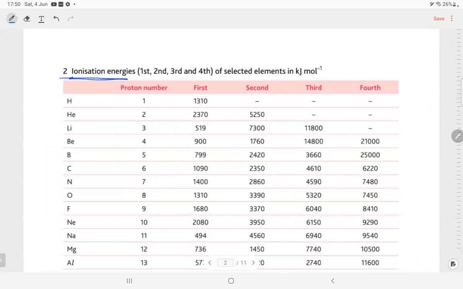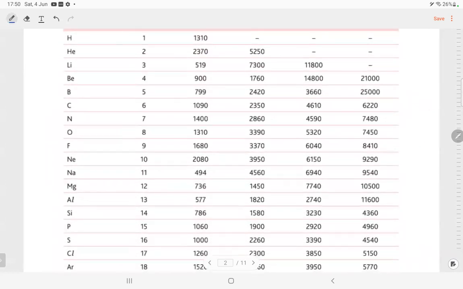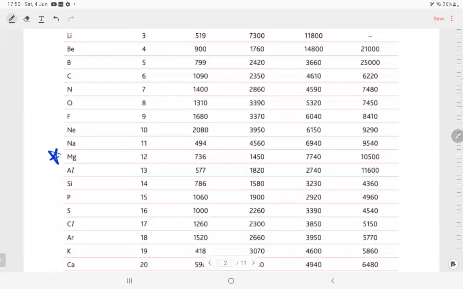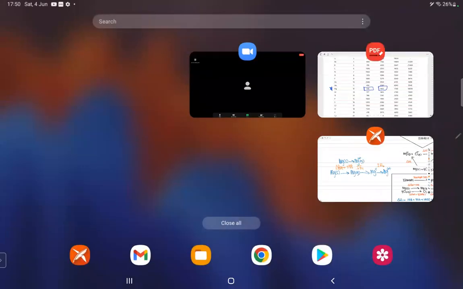Yeah. So what we want, magnesium. So let's go for magnesium. Magnesium, this is the first and second ionization energy. The first ionization energy is 736. Second ionization energy, 1,450. So these two values, we have to get it ourselves.